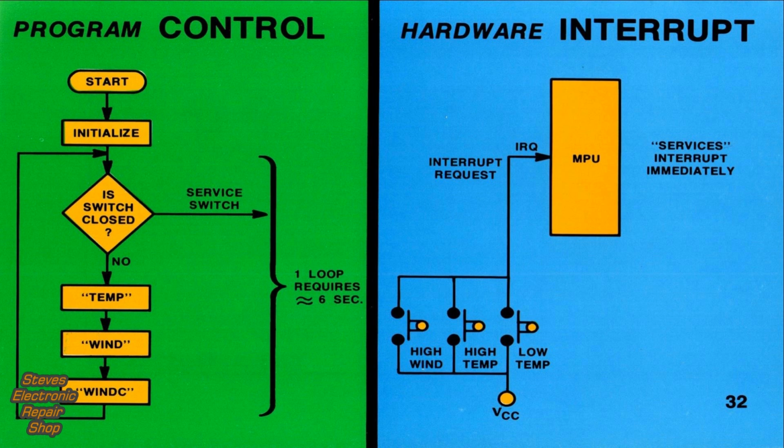We can implement this branching function with one of two methods: the program control method on the left, or the hardware interrupt on the right. Using program control, we test for a switch closure once each loop. If a switch is closed, we branch to a service switch routine that displays the called data. However, because delays are incorporated in our display program, it takes approximately 6 seconds to complete one loop. It's possible that a delay of 6 seconds may occur between the moment the switch is pushed and the instant the desired information appears. This time lapse is far too long to be practical. On the other hand, the hardware interrupt will stop the program immediately, giving us an instantaneous display. Therefore, the hardware interrupt is the option we've selected.